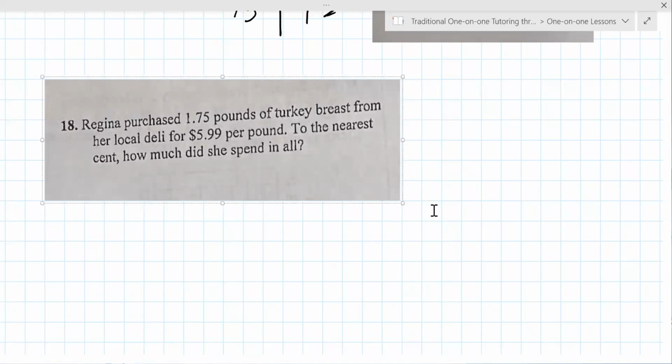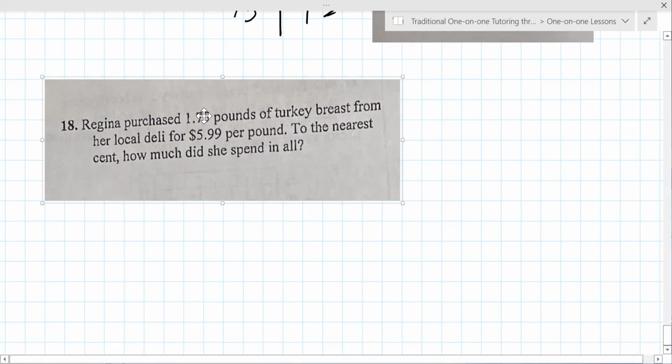Okay, so let's look at number 18 here. Regina purchased 1.75 pounds of turkey breast from her local deli for $5.99 per pound. Okay, so we need to know how much she spent. What's the math operation between these two numbers? Multiplied. Yes, because you have pounds here, and it's $5.99 per pound. The pounds cancel, so you're going to multiply those two numbers.